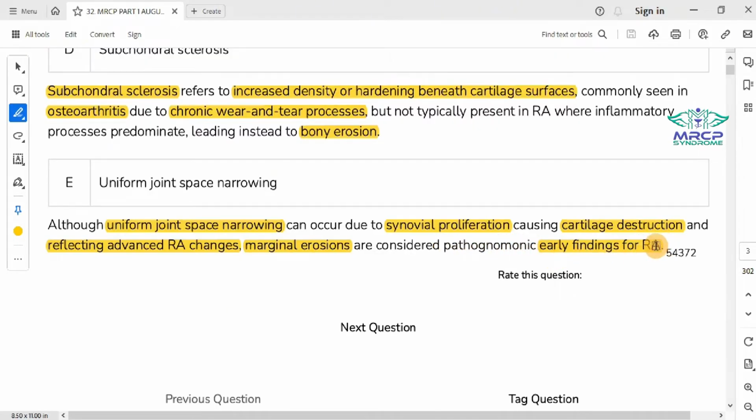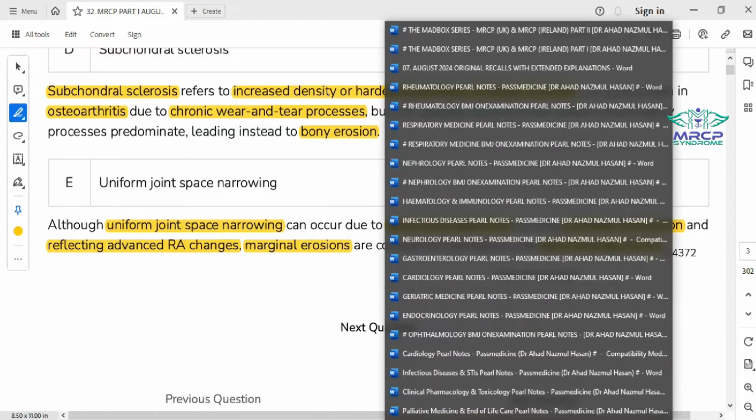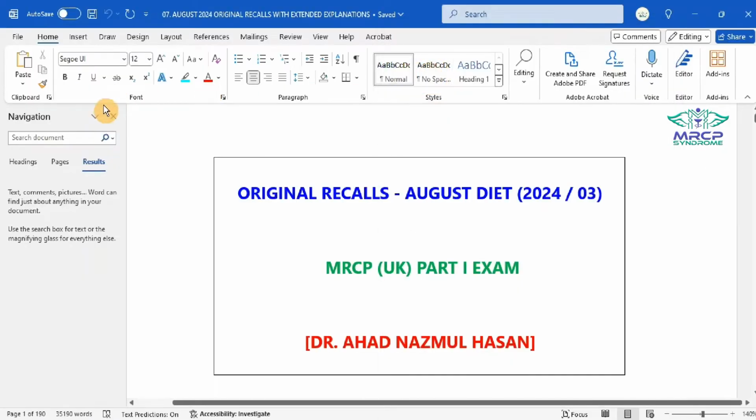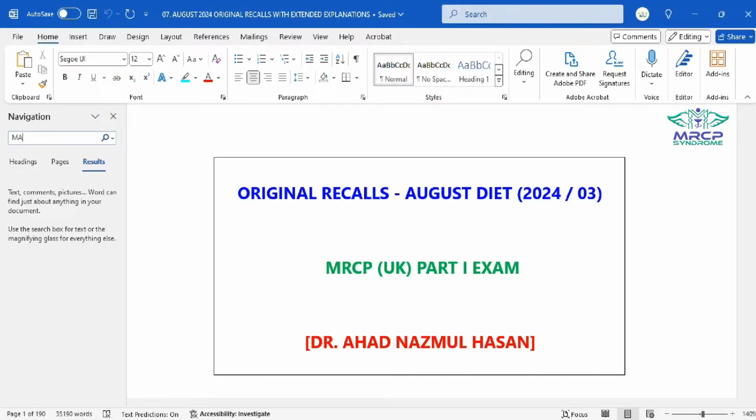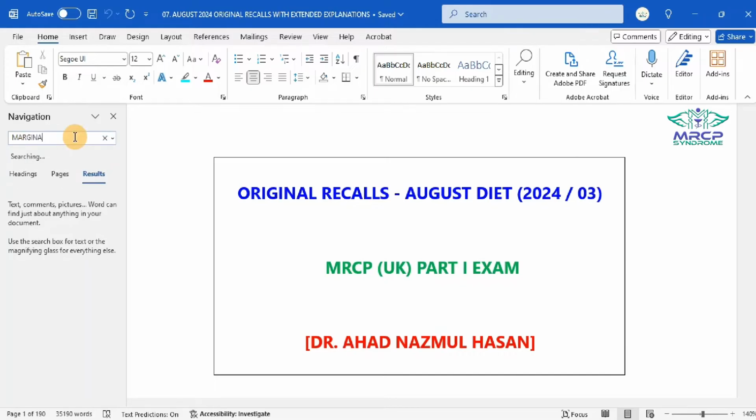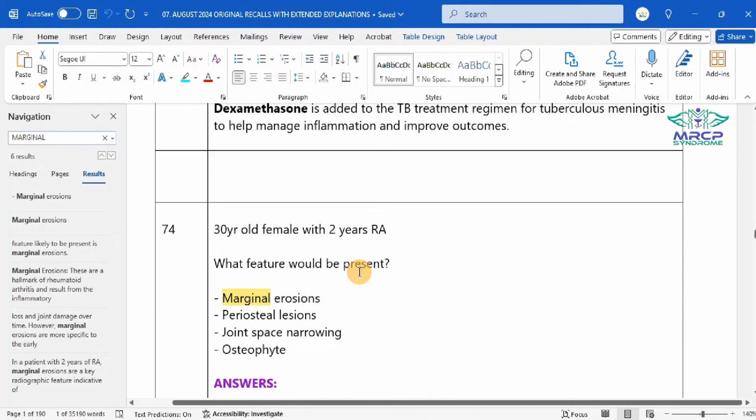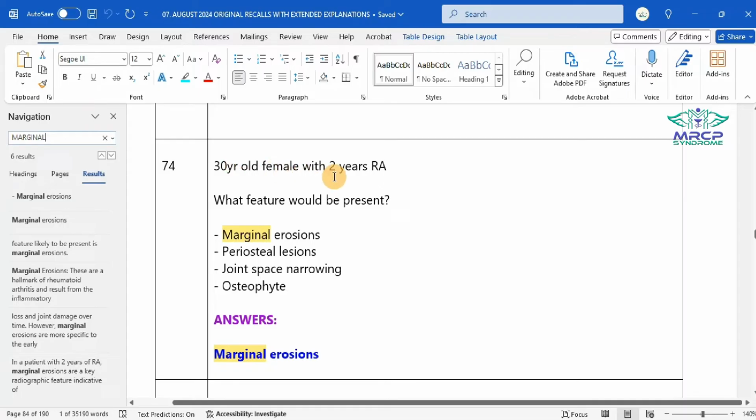So in case of early rheumatoid arthritis, you will get the marginal erosion, or you can also get juxta-articular osteopenia, and in case of advanced stages, you will get the uniform joint space narrowing. In our original scenario, the scenario was a little bit different, but the answer was the same. Instead of 6 months, it was a 2-year patient with rheumatoid arthritis, and within 2 years, this is still considered early rheumatoid arthritis.